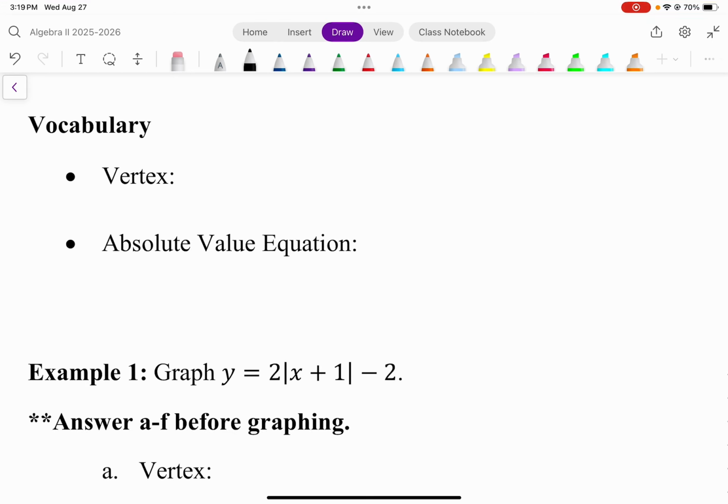vertex. So for our vertex in this lesson, we are going to be using the definition, a point that is the maximum or a minimum. So our vertex is either going to be the highest point on our graph or the lowest point on our graph.